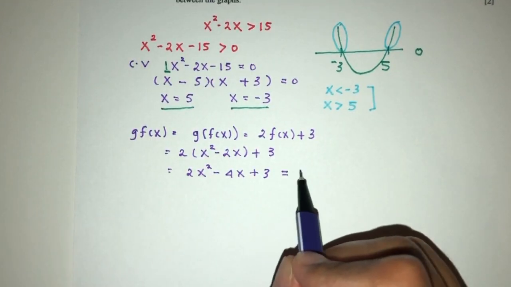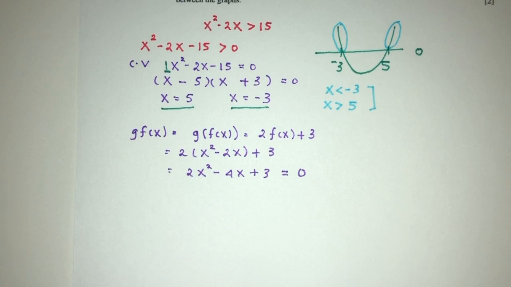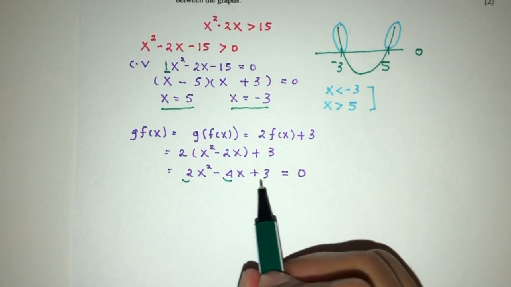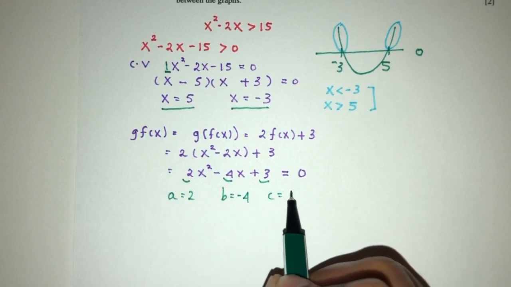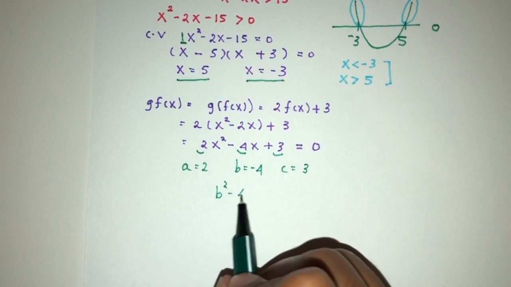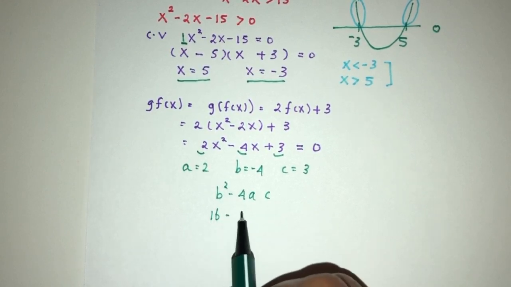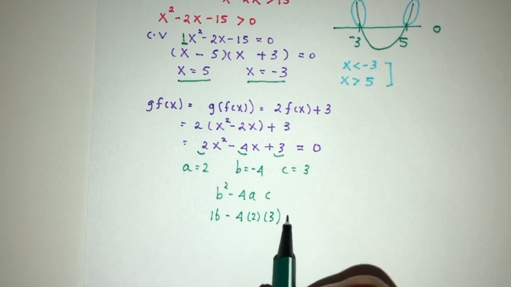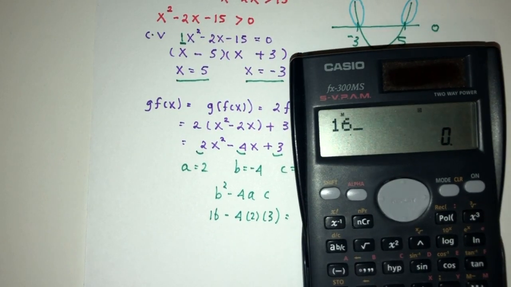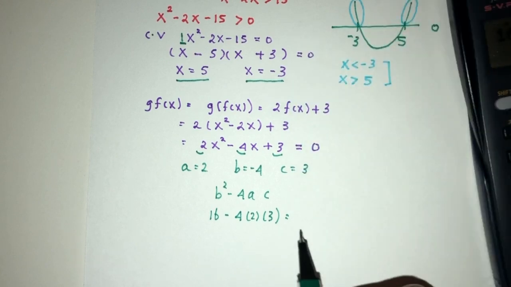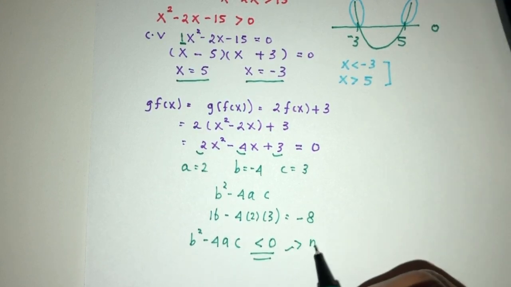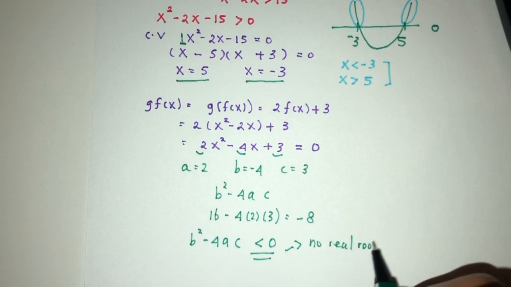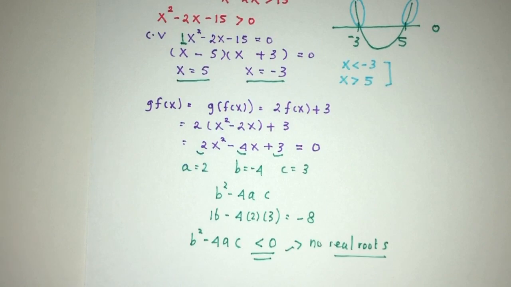Now we have to equate that to 0, obviously, according to the equation. So now we have this. This is my value of a, b, and c. So a is 2, b is minus 4, and c is 3. So let's find what b squared minus 4ac is. b squared is 16, minus 4 times 2 times 3, that should be minus 8. So since b squared minus 4ac is less than 0, we conclude it has no real roots. That is part 3 of the question.